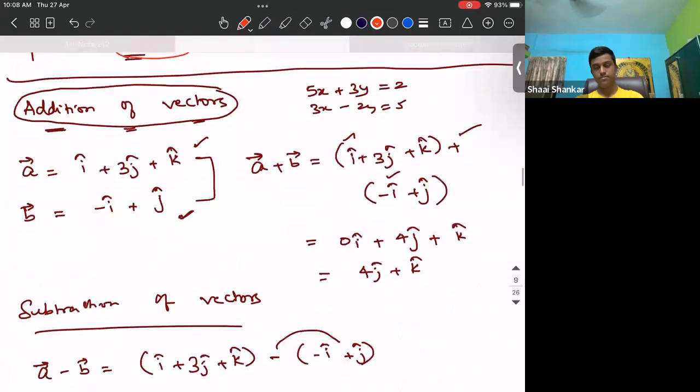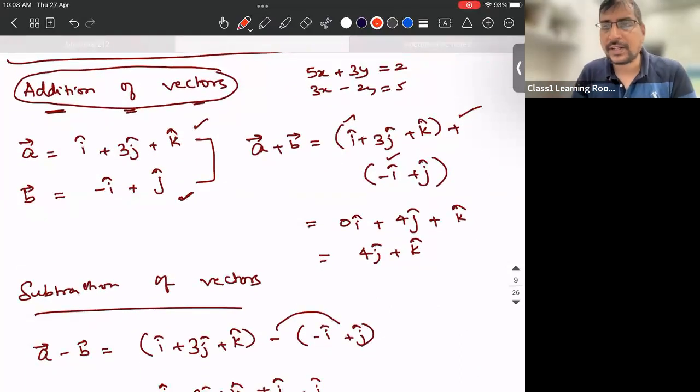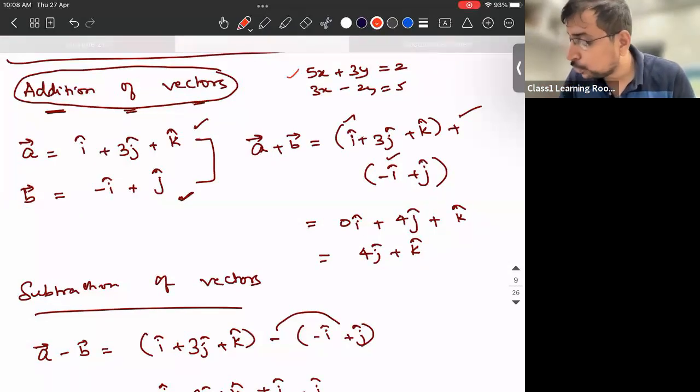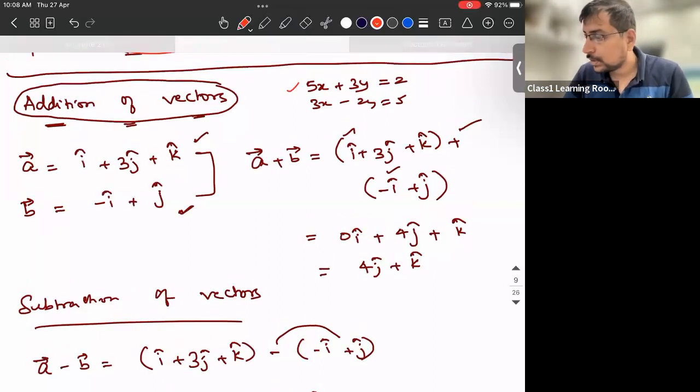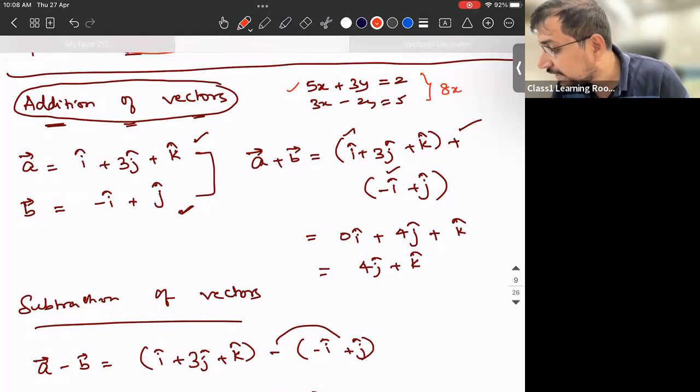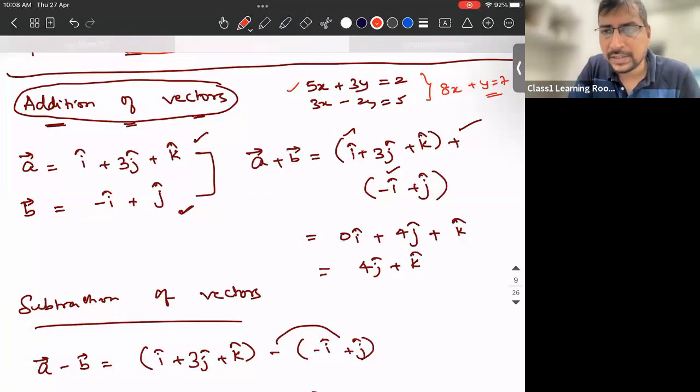So when I talk about the basic mathematical operations, like how you perform operations in algebra, if I give you a linear equation in two variables, 5x plus 3y is equal to 2, and I give you 3x minus 2y is equal to 5, these are two linear equations in two variables. If I ask you to add them, what will you do? You will add the coefficients of x, the coefficients of y, and the constants. So the answer is 8x plus y is equal to 7. It's very simple.